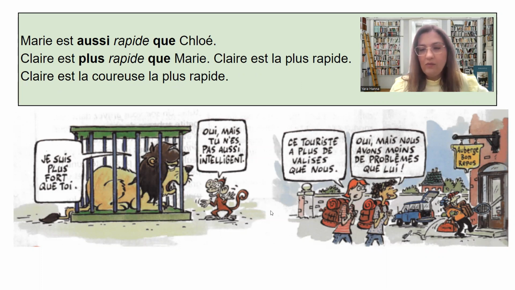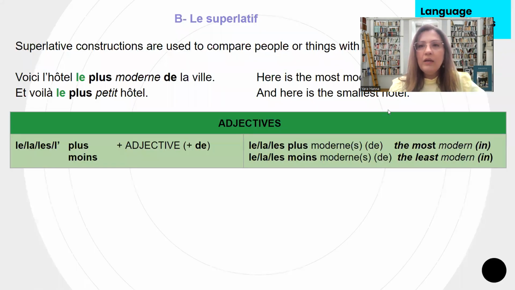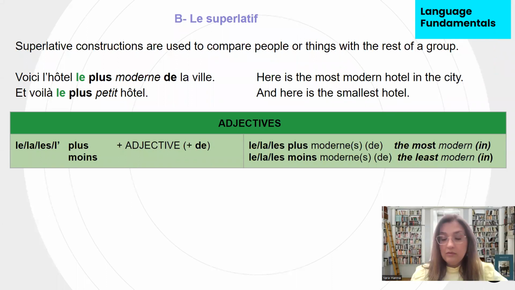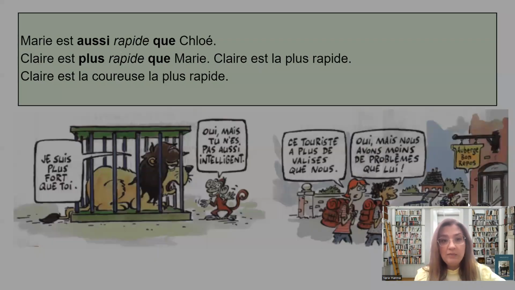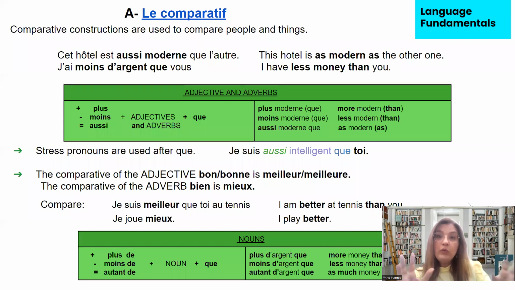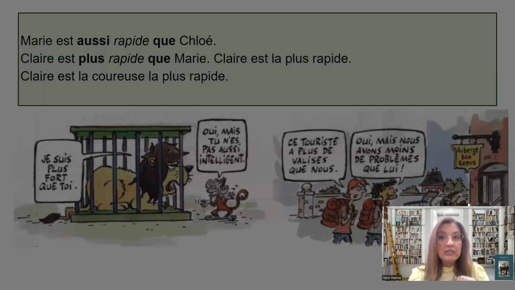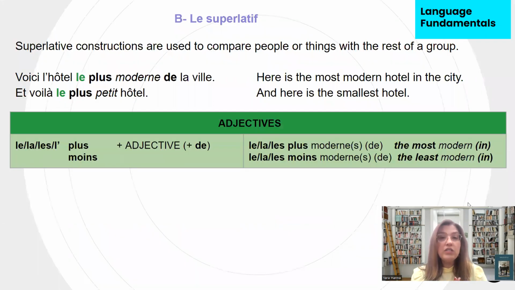Okay, so already we covered the comparatif with these expressions, n'est-ce pas? So when we compare two items, one to the other, now the superlative, we're gonna start it here. The superlative constructions are used to compare people or things with the rest of a group, okay? Not with each other, one person or thing to the rest of a whole group.